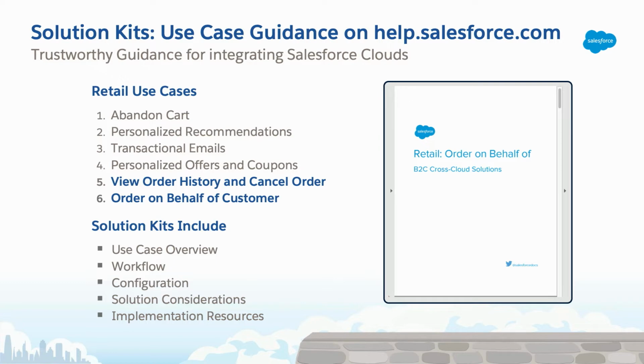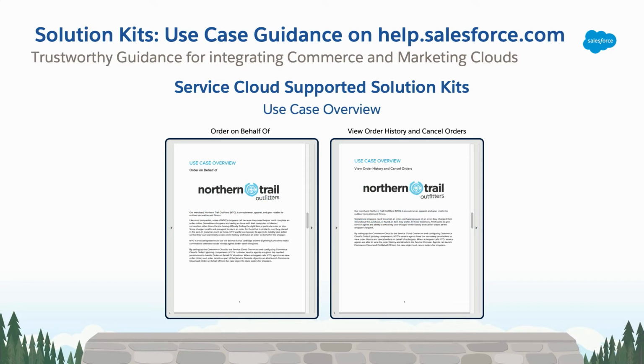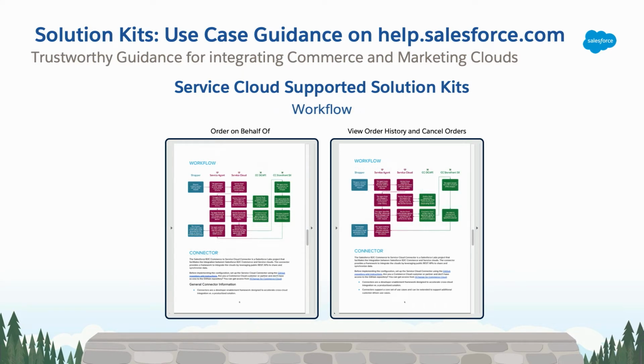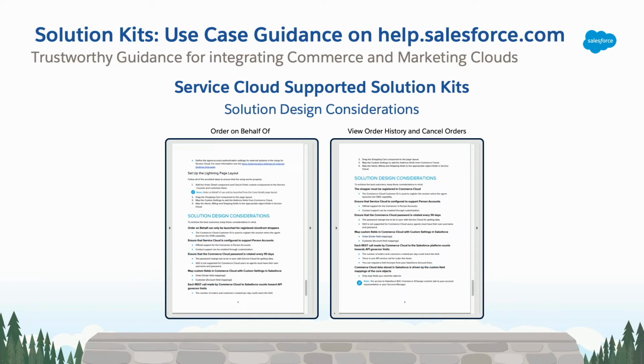platform. So for Service Cloud, we have two specific solution kits: order on behalf of, as well as view order history and cancel order. What these solution kits do is guide you through an overview of what the use case is with a little bit of business context, an example of what implementing the use case looks like, as well as what the customer workflow looks like. In addition to this, you get configuration information on how to configure both clouds to support these use cases, as well as solution design considerations.